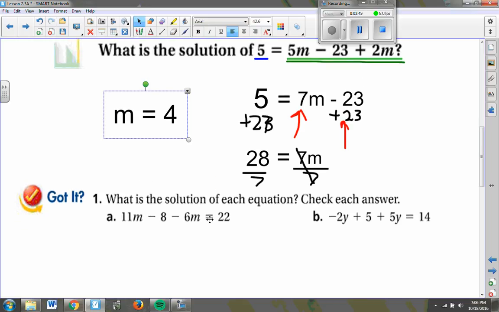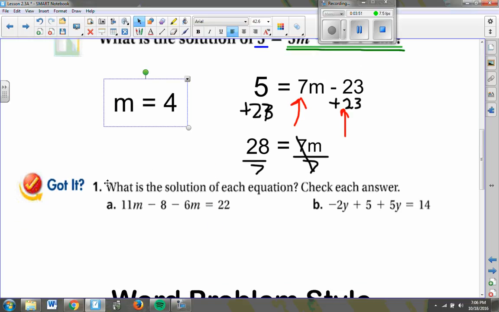I would like you to try this a couple times on your own. Here in Got It number 1, what is the solution to each of these equations? 11m minus 8 minus 6m equals 22. Negative 2y plus 5 plus 5y equals 14. Combine the like terms first, and then you can solve those equations for the variable. So pause the video, take a look there, and then come on back, and I'll show you what we should get.